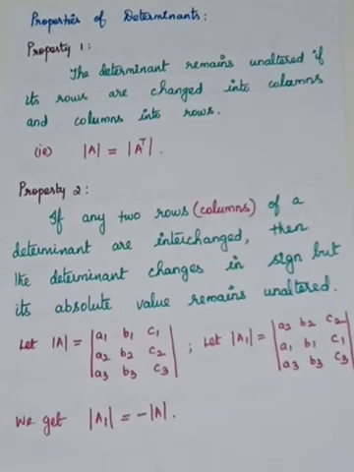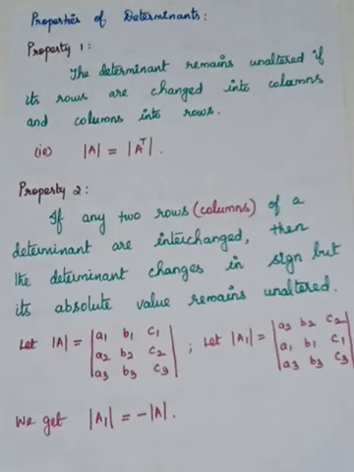So property 1: the determinant remains unaltered if its rows are changed into columns and columns into rows. See that the determinant remains unaltered. Unaltered means it will not change. So in the determinant, if you change all the rows into columns or all the columns into rows, the value of the determinant will not be altered, will not be changed.